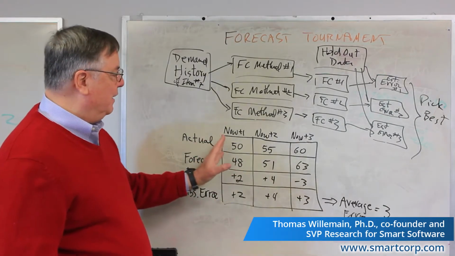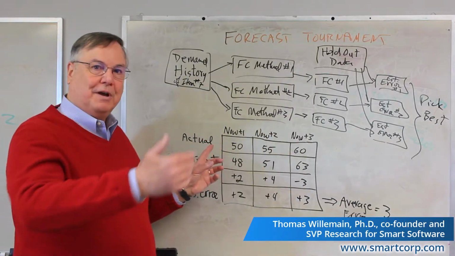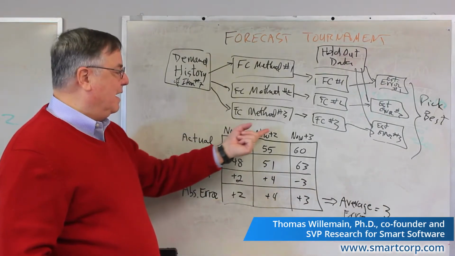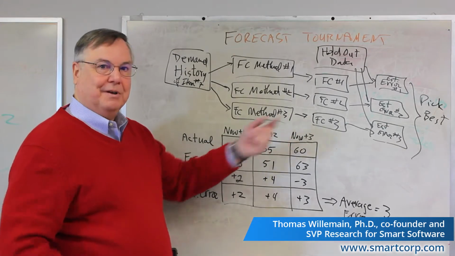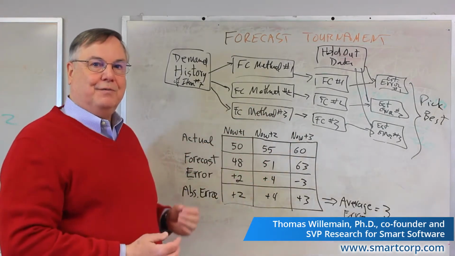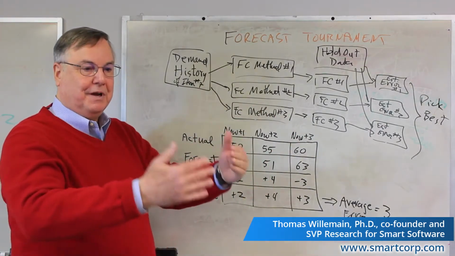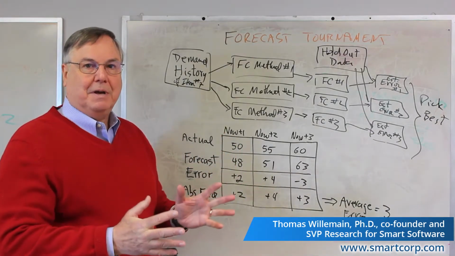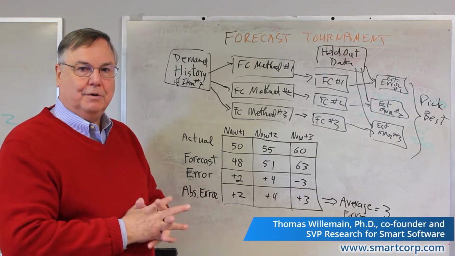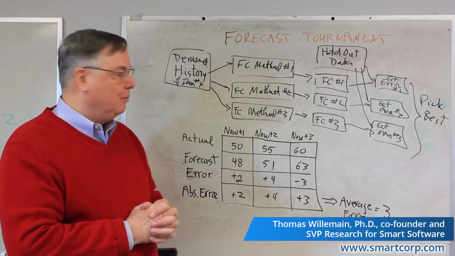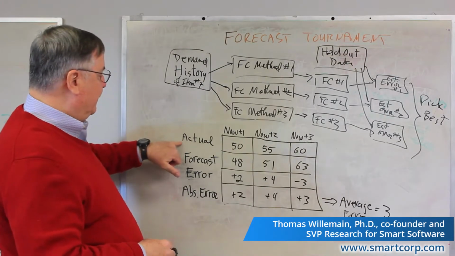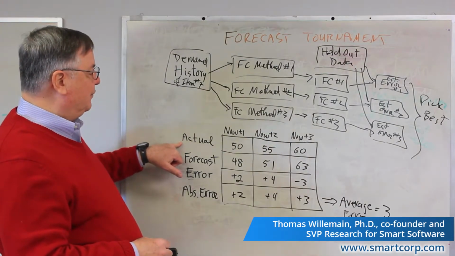So we're thinking here about making 3 forecasts. We're going to call them now plus 1, now plus 2, and now plus 3. So we're going 3 periods into the future. Whether those are 3 days, 3 weeks, 3 quarters, or 3 years doesn't matter. It will be whatever your planning process requires. But here we have 3 forecasts. And here we have the actual values for this item.